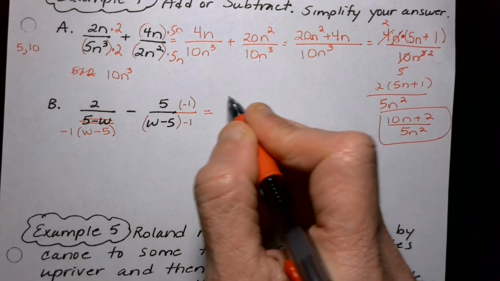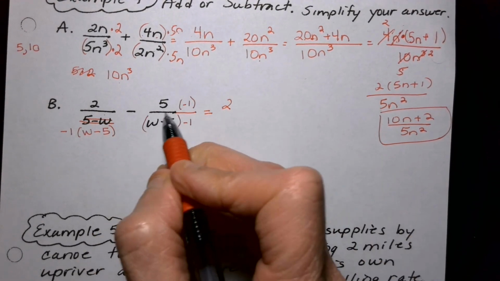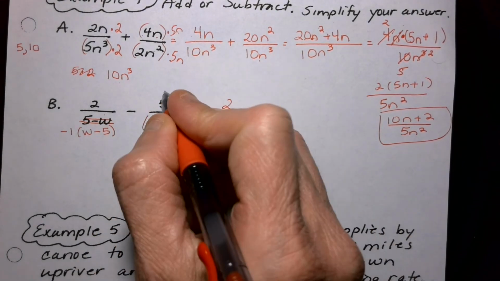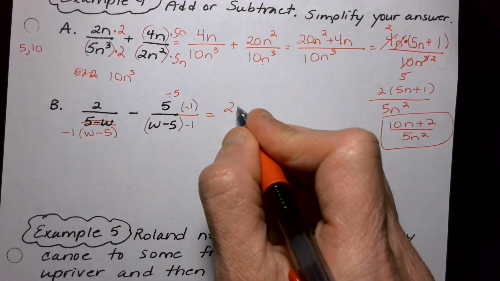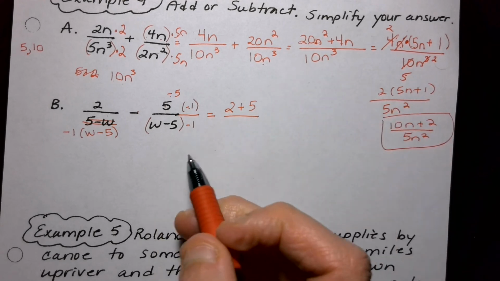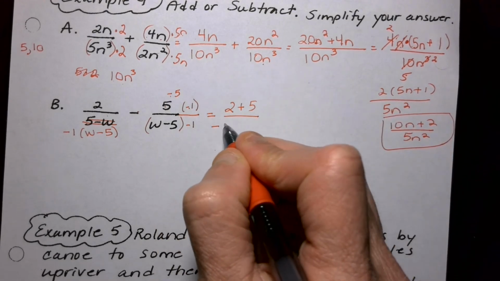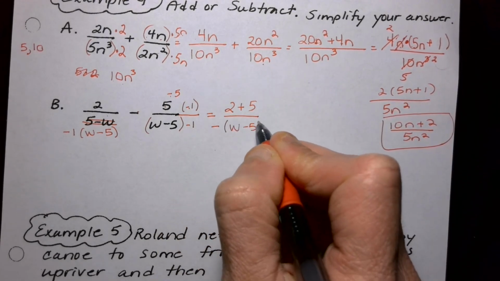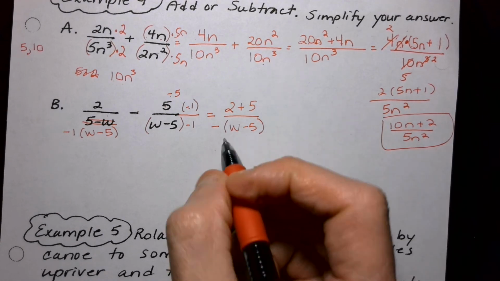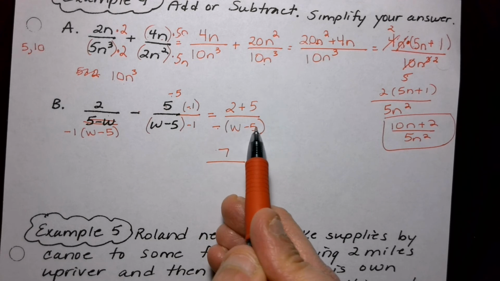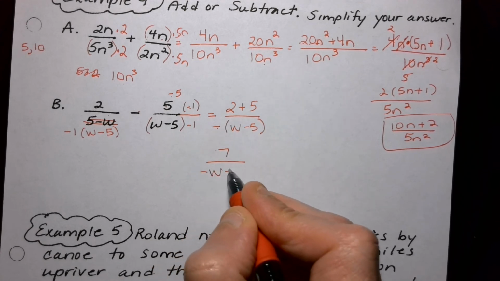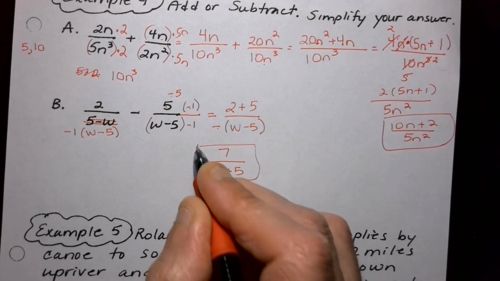So I'm going to be left with 2, and this 5 times the -1 is a -5, and then it's minus a negative, so it's plus 5, all over... I'm going to multiply this out again to get rid of it. All done.